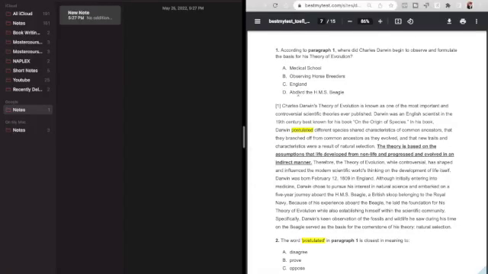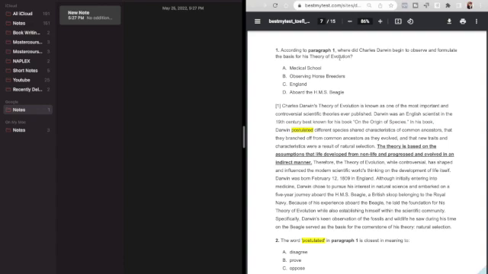For question number 1, as I mentioned earlier, they are always going to mention the paragraph that they're going to ask the question about, so you don't have to skim through the entire passage to find the answer to a particular question that just carries 1 mark. Okay, question number 1 says, according to paragraph number 1, where did Charles Darwin begin to observe and formulate the basis of his theory of evolution?